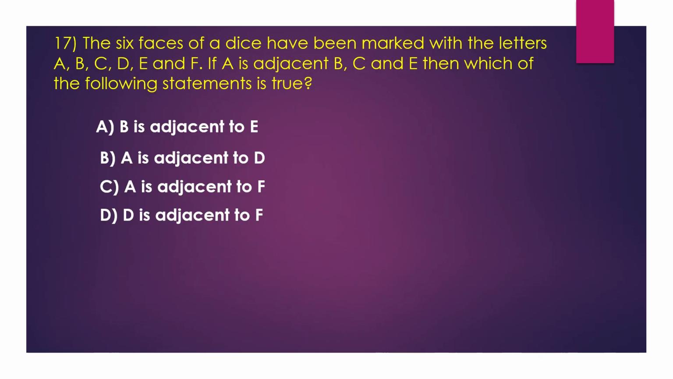17th question on your screen and your timer starts now. Try to solve this. A new question it is. And I think it has appeared in the question paper. It has appeared, so this is also an important question. So what does the question say? The 6 faces of a dice have been marked with the letters A to F. If A is adjacent to B, C and E, then which of the following statements is true?